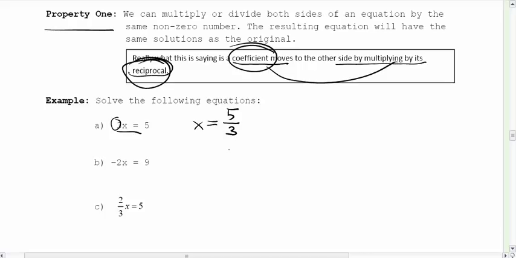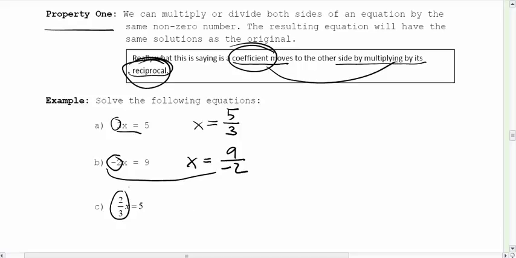That's the reciprocal, 1/3. For b, here's the coefficient. When we move it to the other side, we get 9 over minus 2. Notice we brought the sign with it. So these are the actual solutions to these equations. That's what's actually happened here.